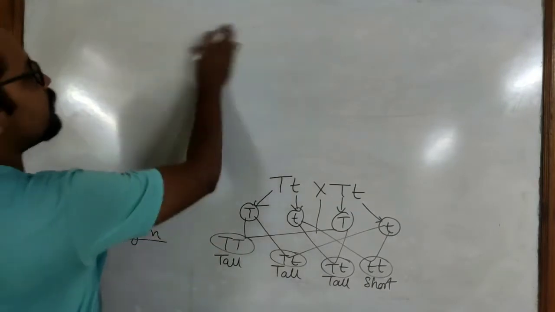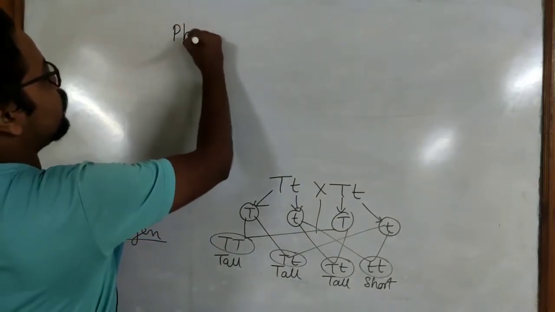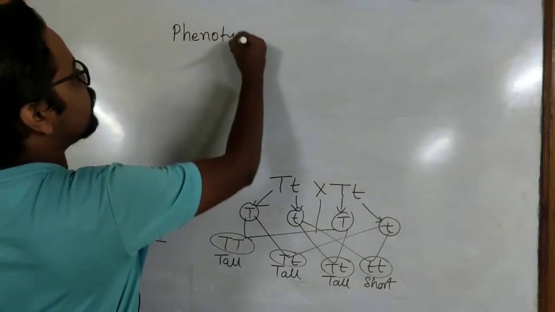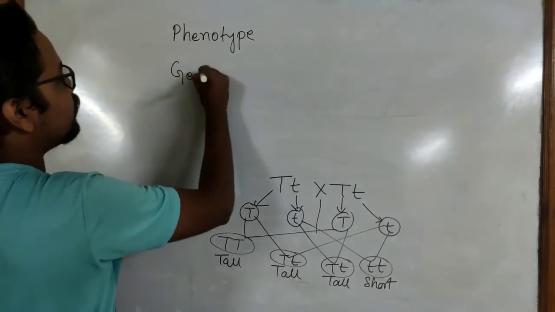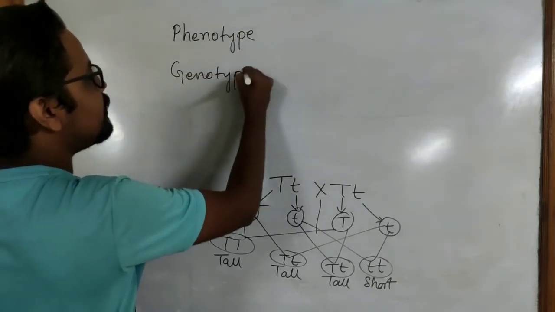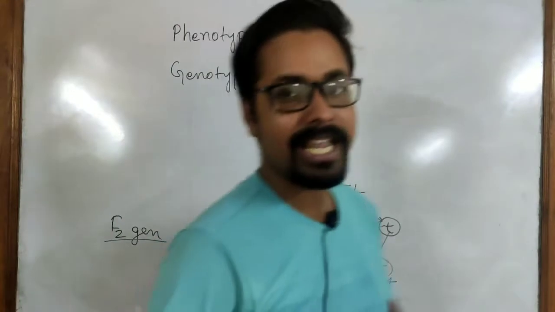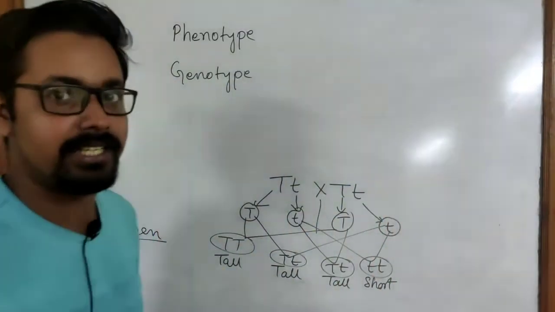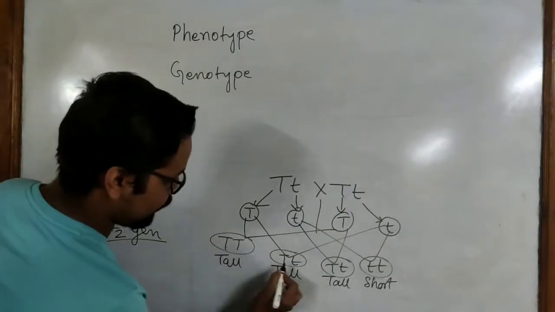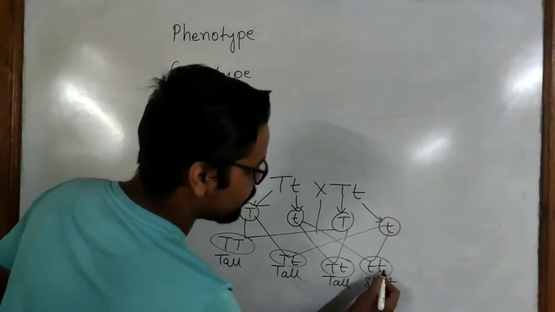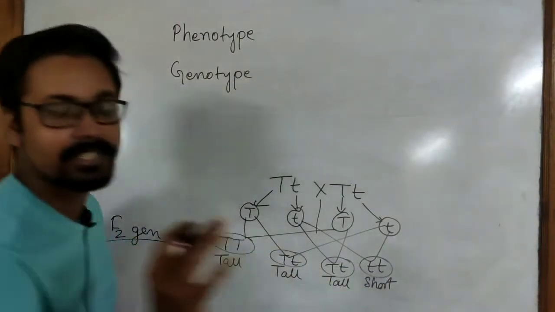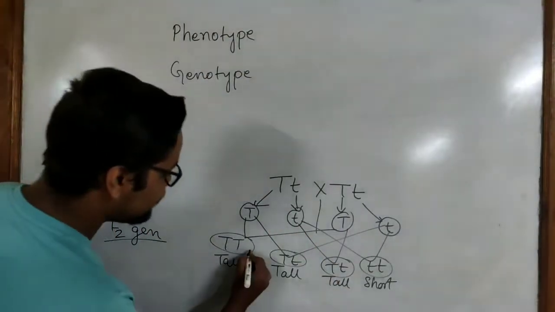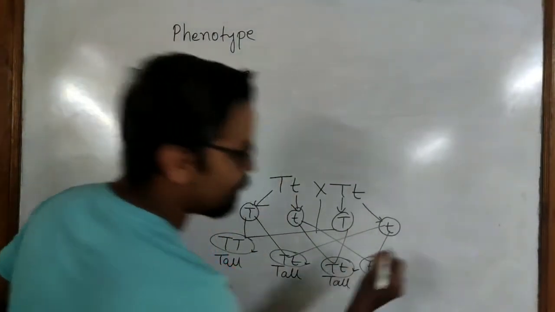So we need to understand two terms: phenotype and genotype. Phenotype means what is visible to the eye, the exterior features. Genotype means what is there in the gene, like this one: capital T, capital T; capital T, small t; small t, small t. These are all the combinations of genes. So this is a genotype, genotype, genotype.